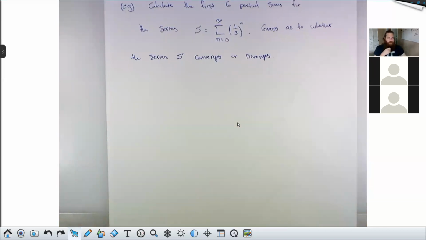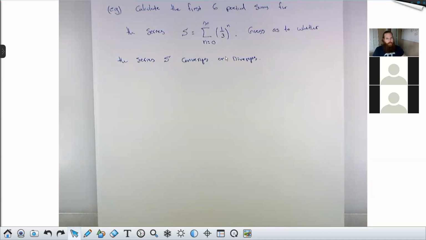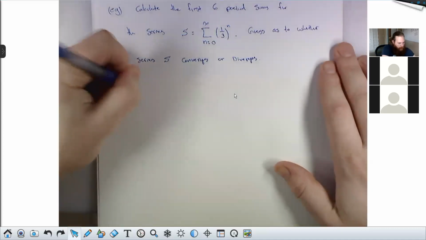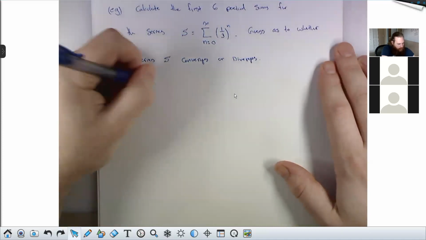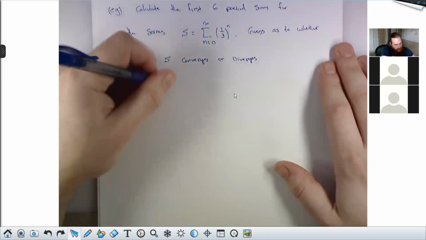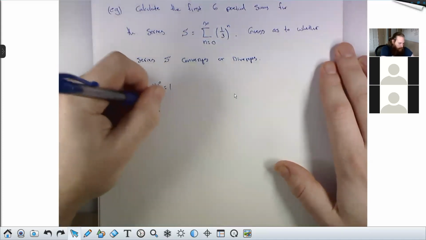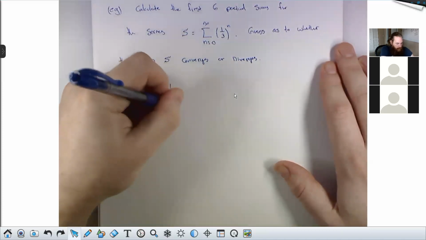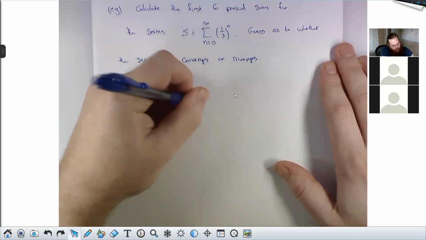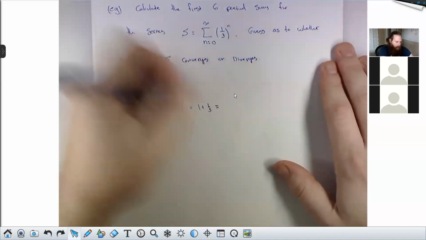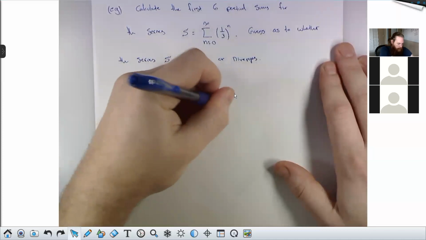All right, so here I've given the series a name. I'm calling it S so that I can refer back to it without having to rewrite this whole thing each time. That'll make my life a little bit easier. I want to calculate the first 6 partial sums for this series. Since my series starts at 0, the very first partial sum would be S_0, which is 1/3 to the 0, which is 1. The next partial sum would be S_1, which is 1/3 to the 0 plus 1/3 to the 1, or 1 plus 1/3. And if you have a common denominator there, you'll see that that is 4/3.